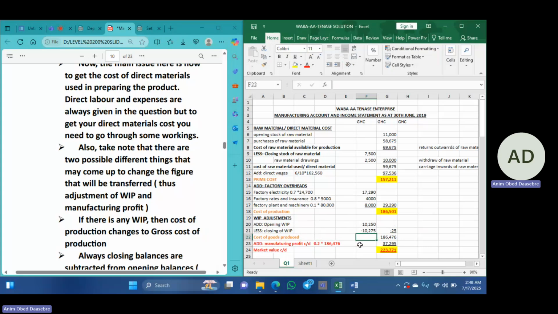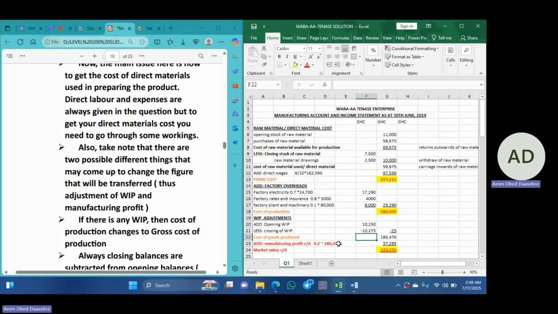So if the transfer is going to be done at cost price, then of course you are not going to find any profit. But if the transfer is going to be done at market price, which is the selling price, or market value, we have to find profit on the goods that we are going to transfer to the income statement, and that will give rise to manufacturing profit.